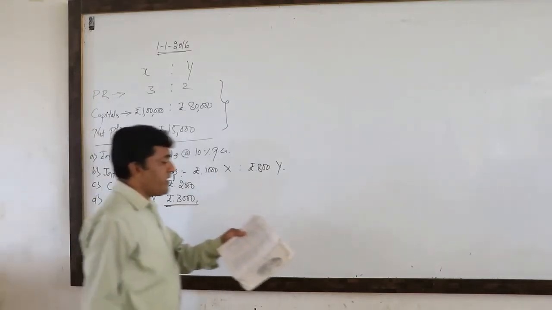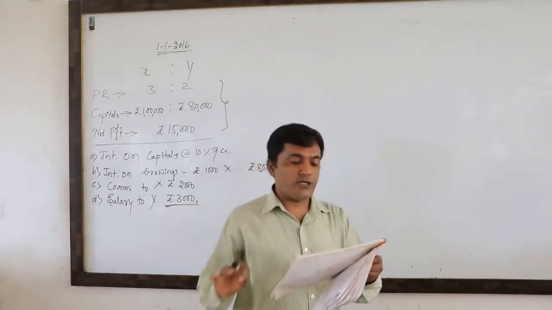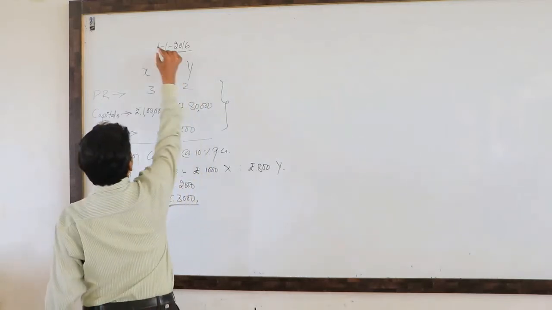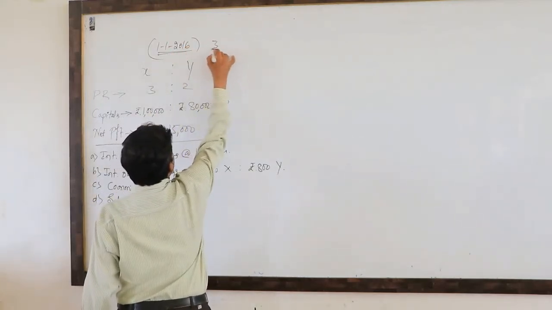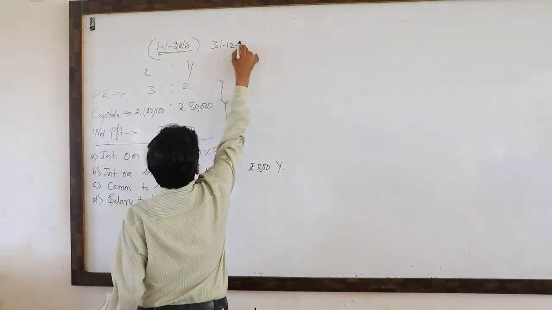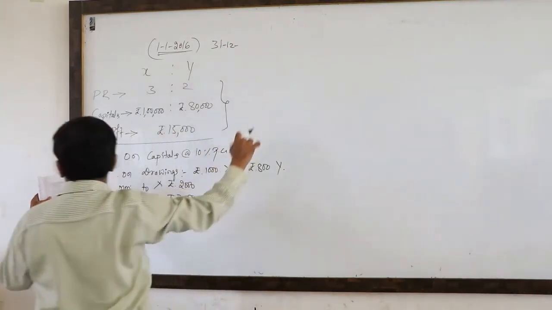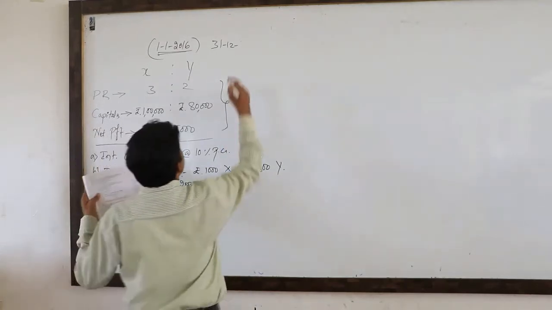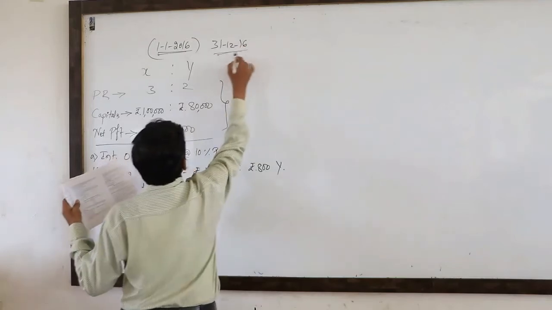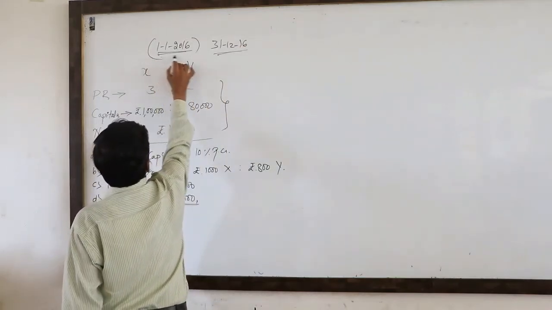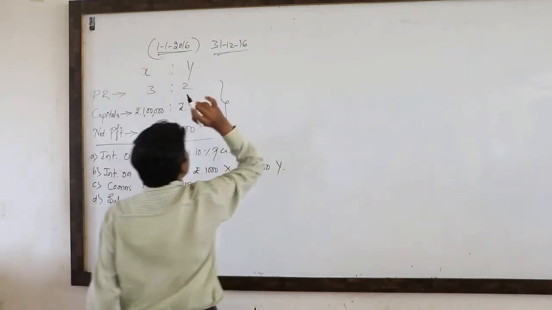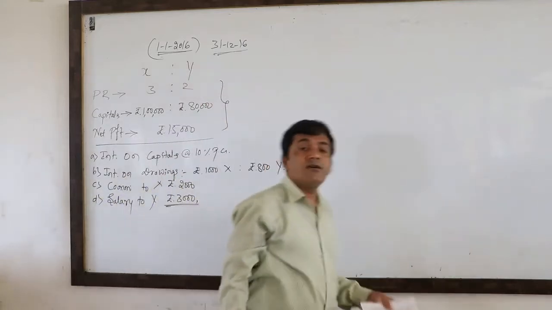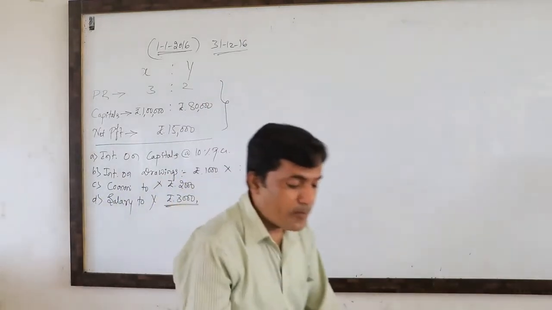With this information, we need to prepare the profit and loss appropriation account for the year ending 31st/12/2017. So this is the opening date and the closing date, 31st/12. Some mistake is there in the problem. The year begins from January 1st and ends at the December end in the same year, 2016. With this information, we need to prepare the profit and loss appropriation account.